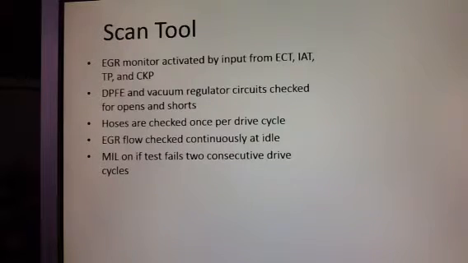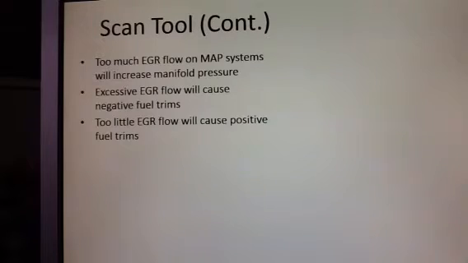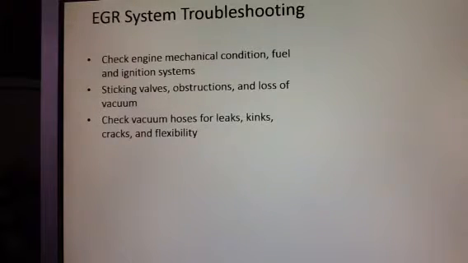Malfunction indicator lamp is on if it fails 2 tests in consecutive drive cycles. Too much EGR flow on MAP systems will increase manifold pressure. If we have excessive EGR flow, we will cause negative fuel trims also. Too little EGR flow will cause positive fuel trims, as I had mentioned with the fuel trim possibilities in an earlier slide here. Check engine, mechanical condition, and fuel and ignition systems if you are doing any EGR system diagnosis.